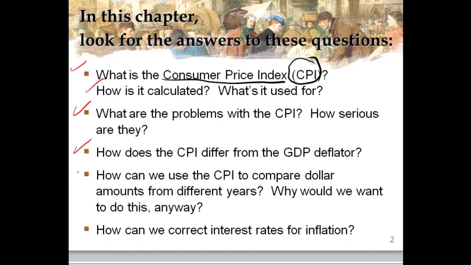Also, we are going to look at the ability to use the CPI to compare dollar amounts from different years. This will help you put a lot of good information into context, understanding how inflation affects the price of things over time. Finally, we are going to look at how we correct interest rates for inflation. That's what we call real and nominal interest rates. We are going to look at all of these things related to inflation.